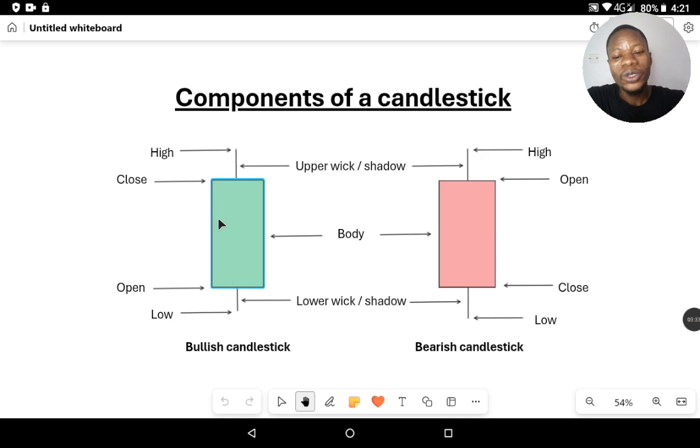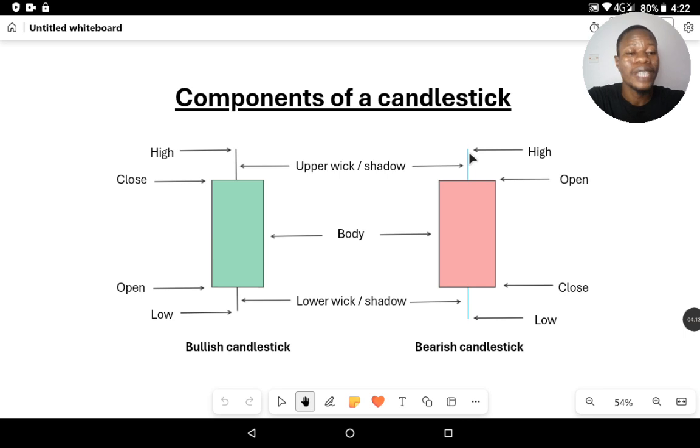Yes. So the low is the lowest price recorded in the market during the 1 hour formation of this candle, while the high is the highest price recorded in the market while this candle was forming. And for the bearish candle, the open is the first price recorded on the chart, while the close is the last price recorded in the market. The low is the lowest price recorded, while the high is the highest price recorded.